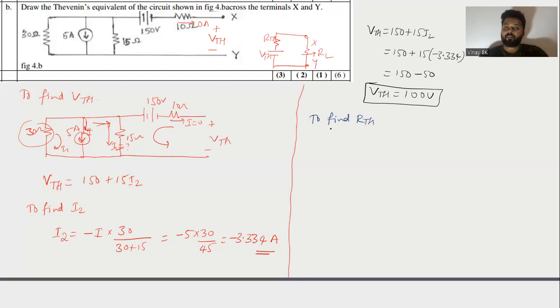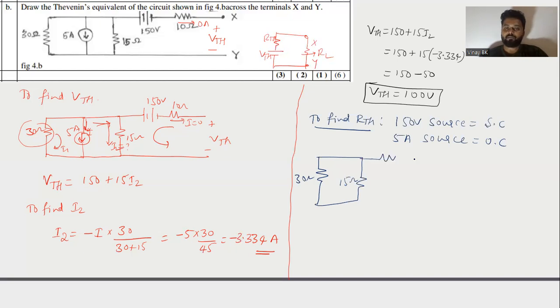if there is a voltage source, that will be replaced by a short circuit. If there is a current source, that will be replaced by an open circuit, so the 150 volt source becomes short circuit and the 5 ampere current source becomes open circuit. This will be open circuit. Okay, so the circuit looks like this: the 30 ohm resistor, since the current source is open, the 15 ohm is parallel to 30 ohm, and this combination is connected in series with 10 ohm, whereas the 150 volt source will be short circuited, and this will be your RTH.